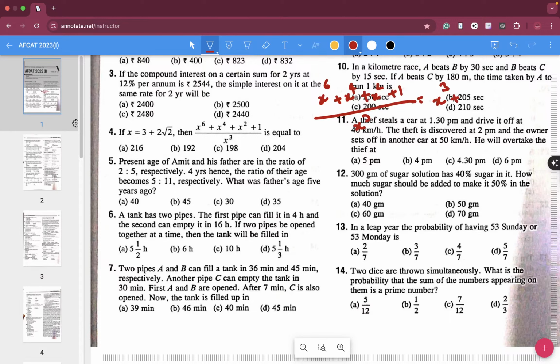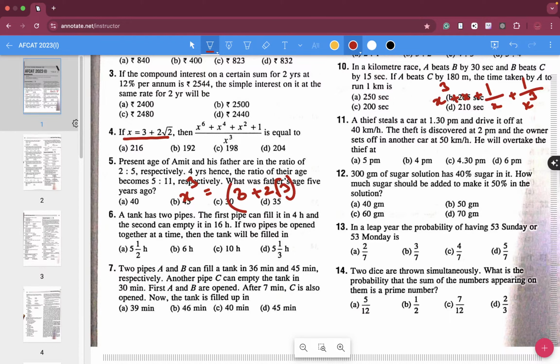Can I write this as x cube plus x plus 1 by x plus 1 by x cube? Can I write something like this? Dividing all of this by x cube is what we are having. You already have this value of x. If you already have the value of x, can I find out x cube? X cube is equal to 2 plus root 3 whole cube.